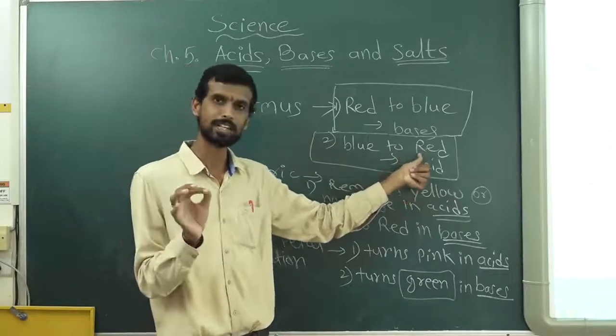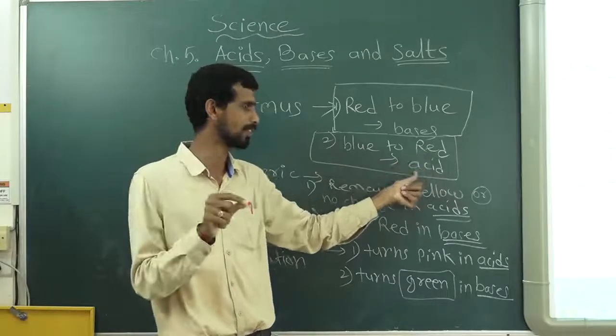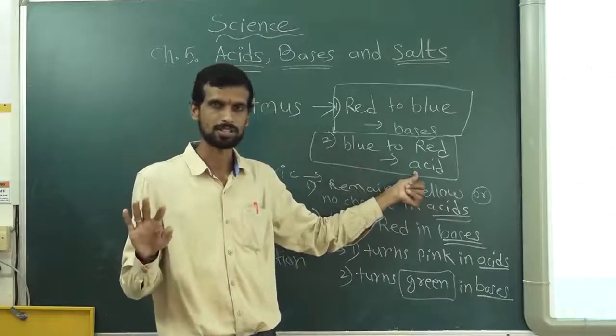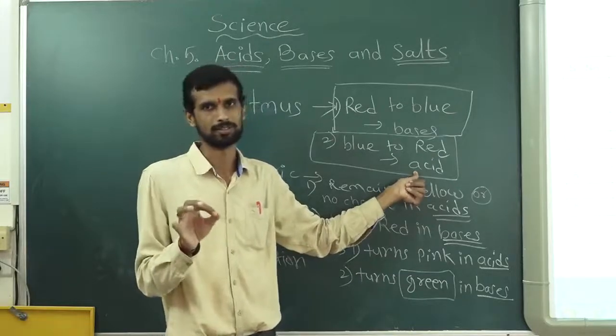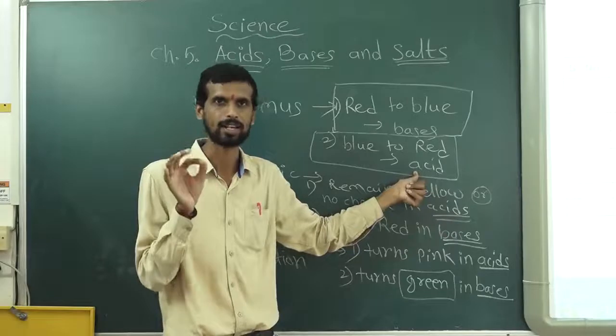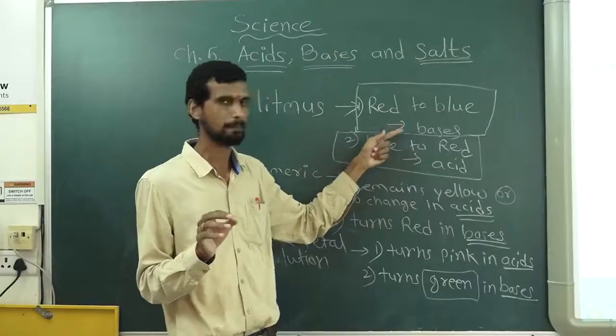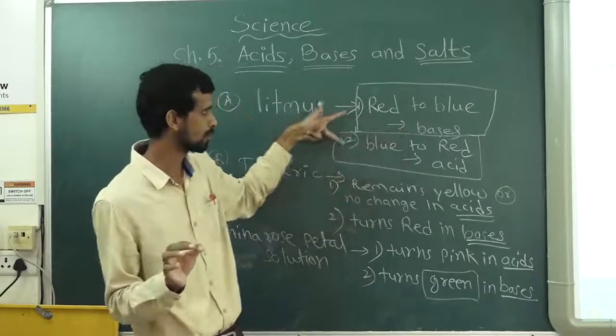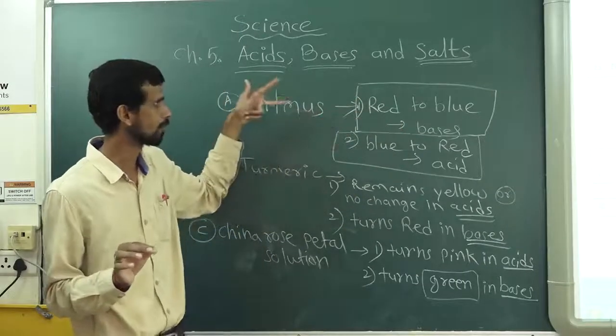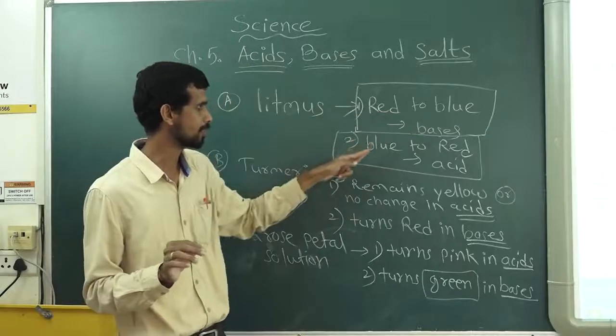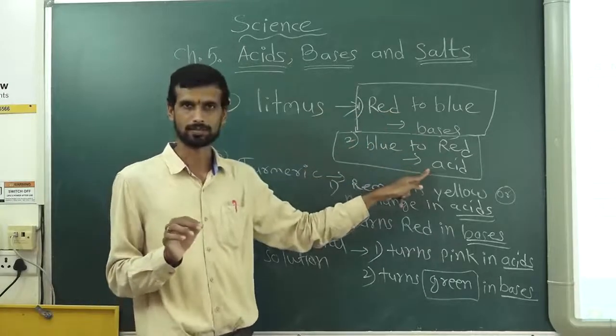What will happen with the red litmus paper? If you dip a red litmus in acid, there won't be any change. It will be red only. The red will remain red in acids. Same way, blue will remain blue in bases. Okay. So these two things you have to note down. Red turns to blue in bases. Blue turns to red in acid.